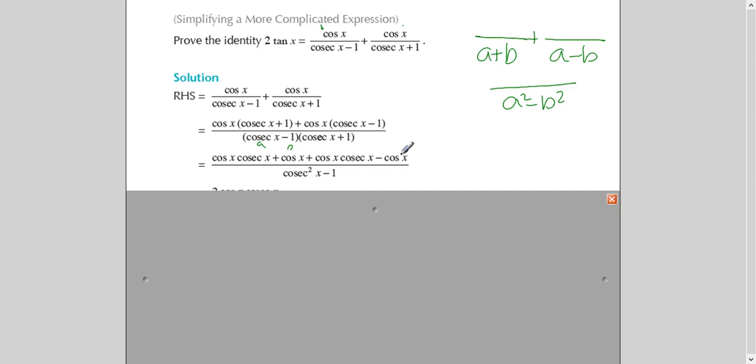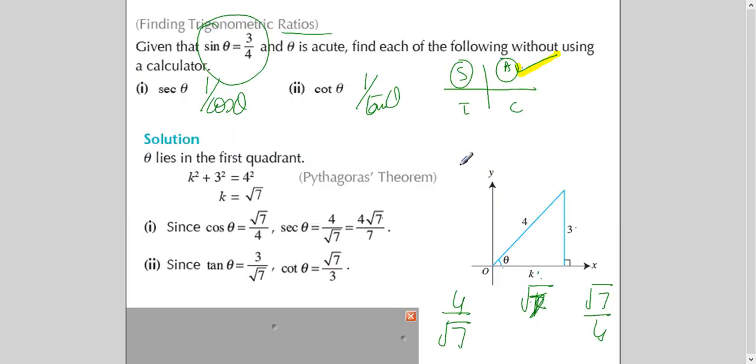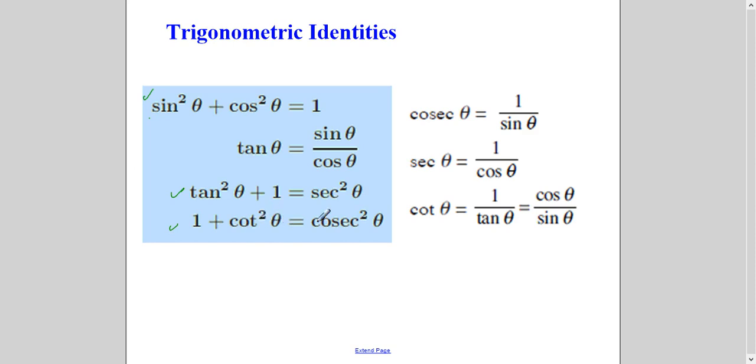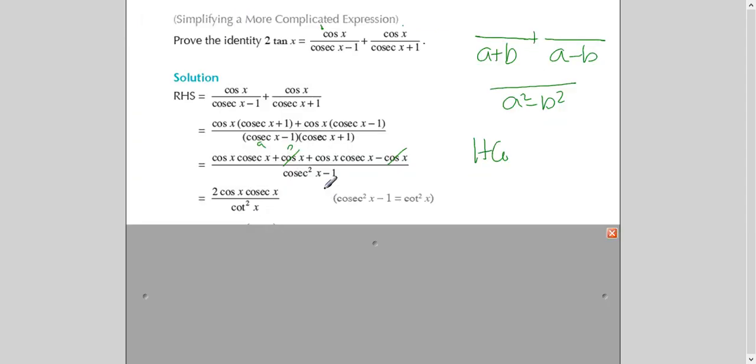And we open the bracket and we can cancel cos, right? Now you have 2 cos x cosec x, and this is cot square x. Now this was an identity, right? 1 plus cot square x is cosec square x. Let me show you here rather than writing here. 1 plus cot square theta is equal to cosec square theta. We saw this identity. So if it is cosec square x minus 1, it will be cot square x. So this is what we have done here. Cosec square x minus 1 is equal to cot square x.